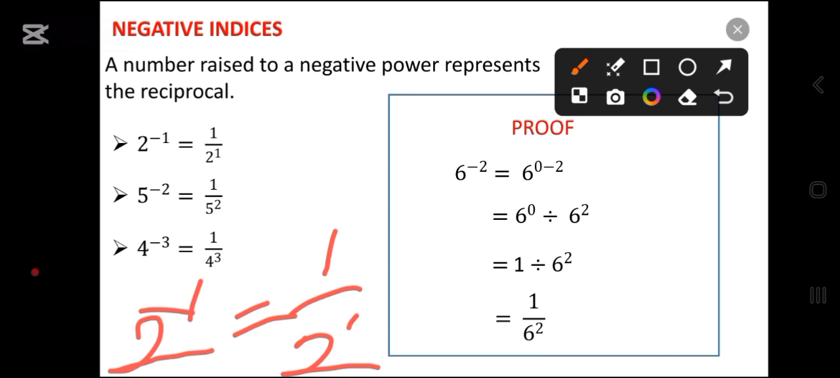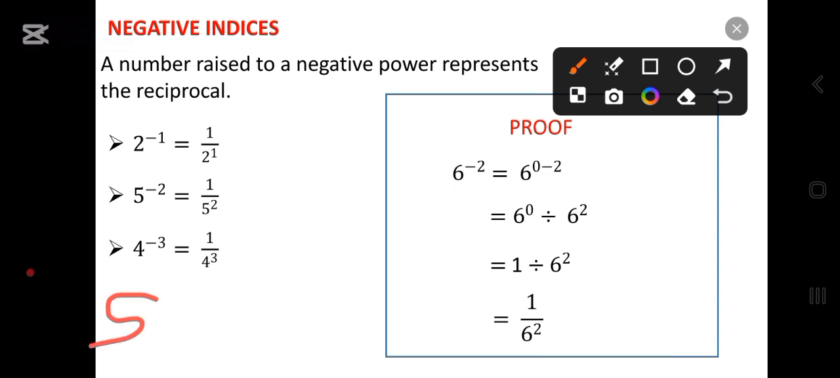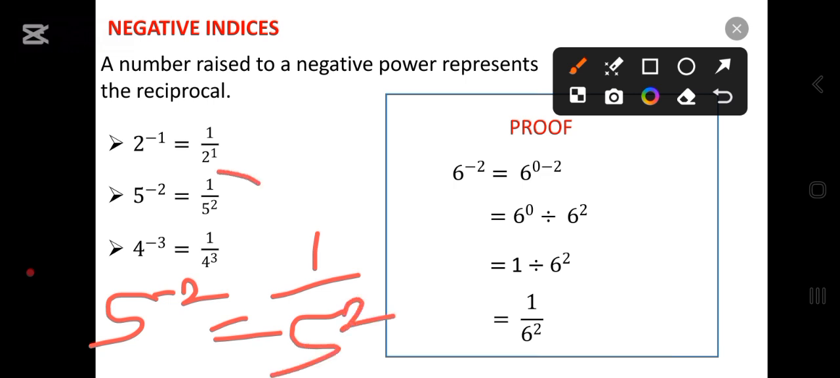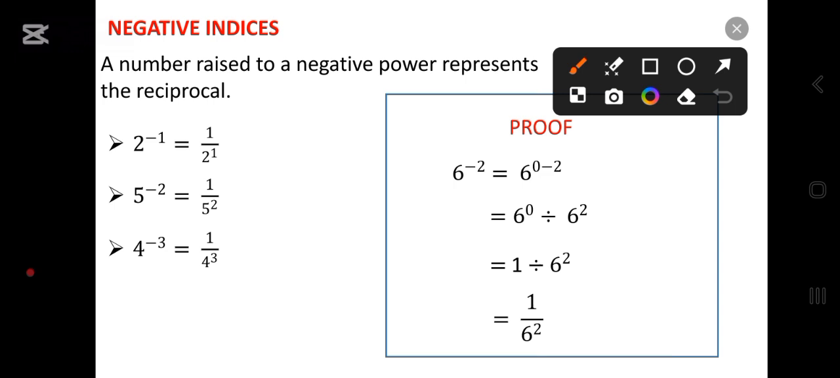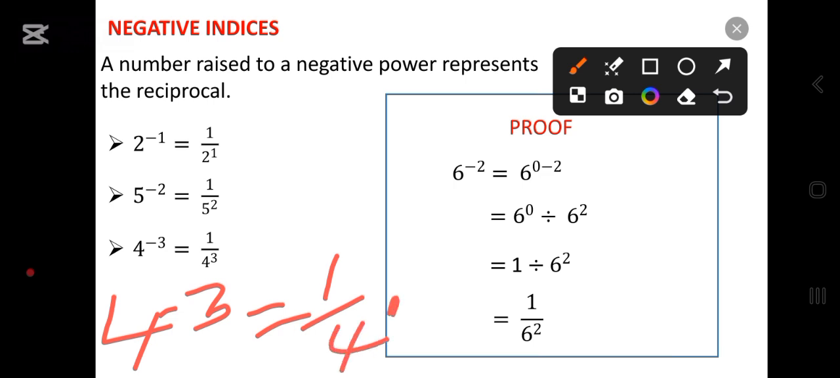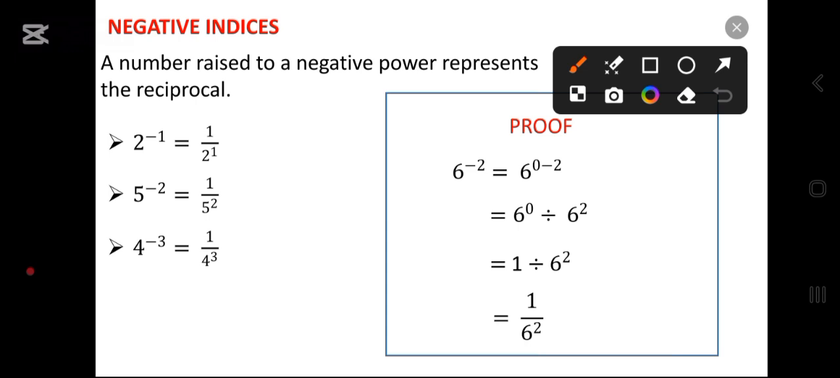We have minus 1 here. After the reciprocal, it becomes positive. We have 5 raised to power minus 2, which gives us 1 divided by 5 raised to power 2, which we have here. We have 4 raised to power minus 3, which is equal to 1 divided by 4 raised to power 3, which we have here. Let's prove the negative indices now.